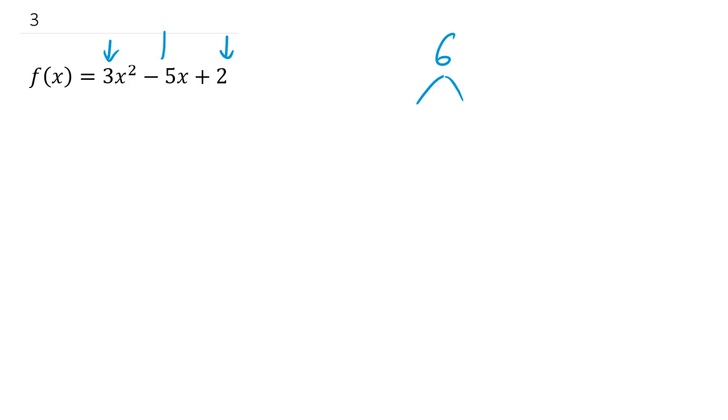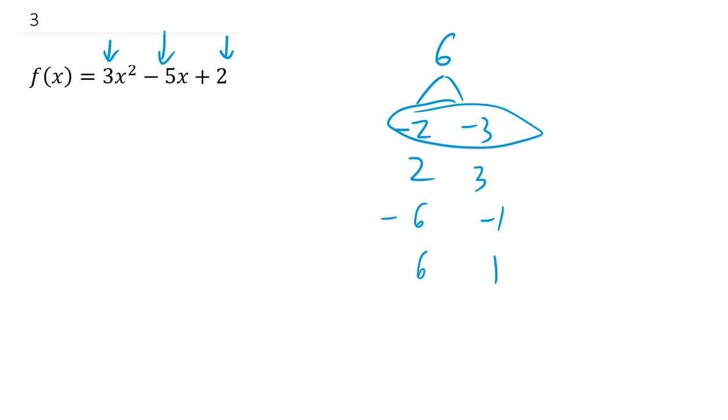In this problem, I'm going to multiply 3 and 2 to get 6, and I'm going to look for factors of 6 that add up to negative 5. That's going to be negative 2 and negative 3. Those are all the pairs of integers that can multiply to 6. The only ones that add up to negative 5 are these. I'll use them to rewrite the problem: 3x squared minus 2x minus 3x plus 2.